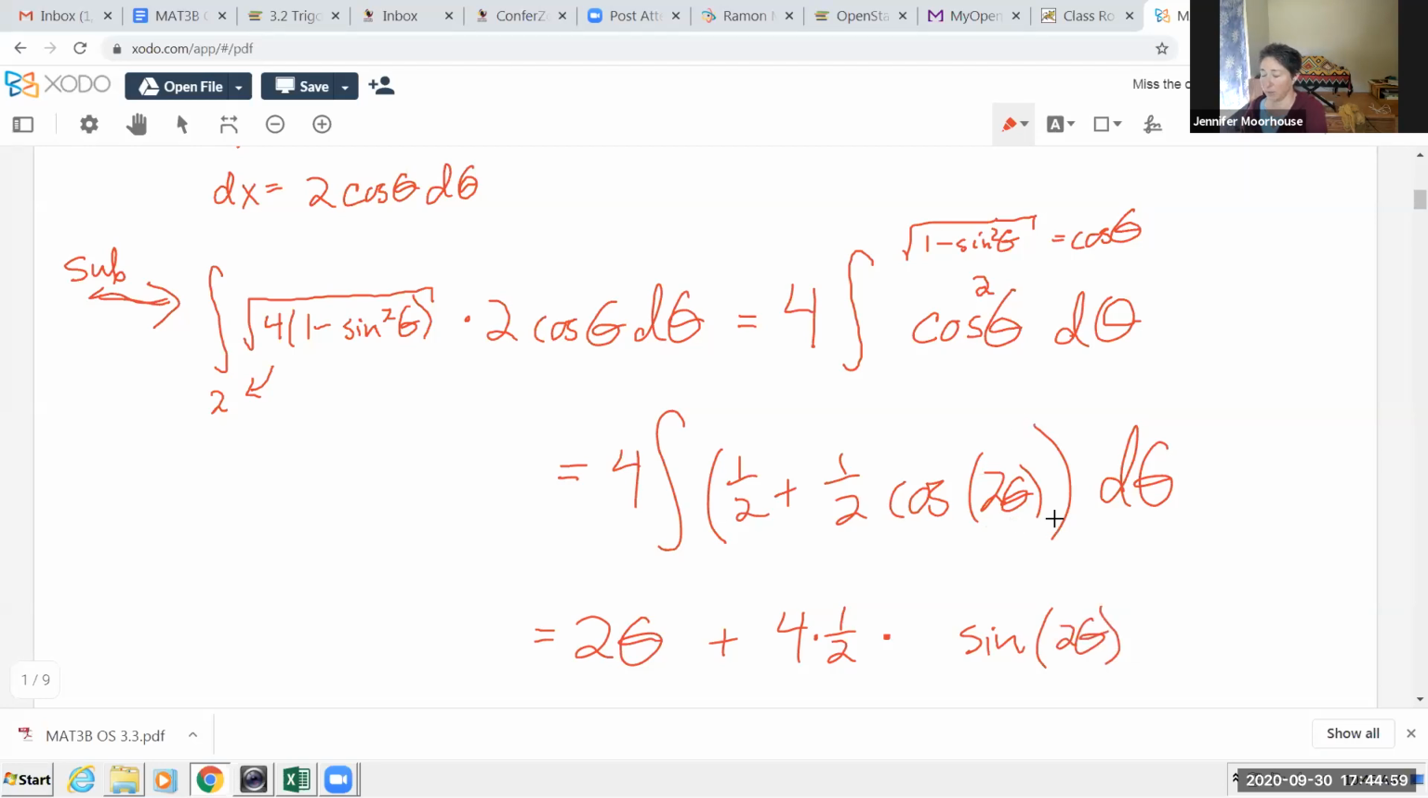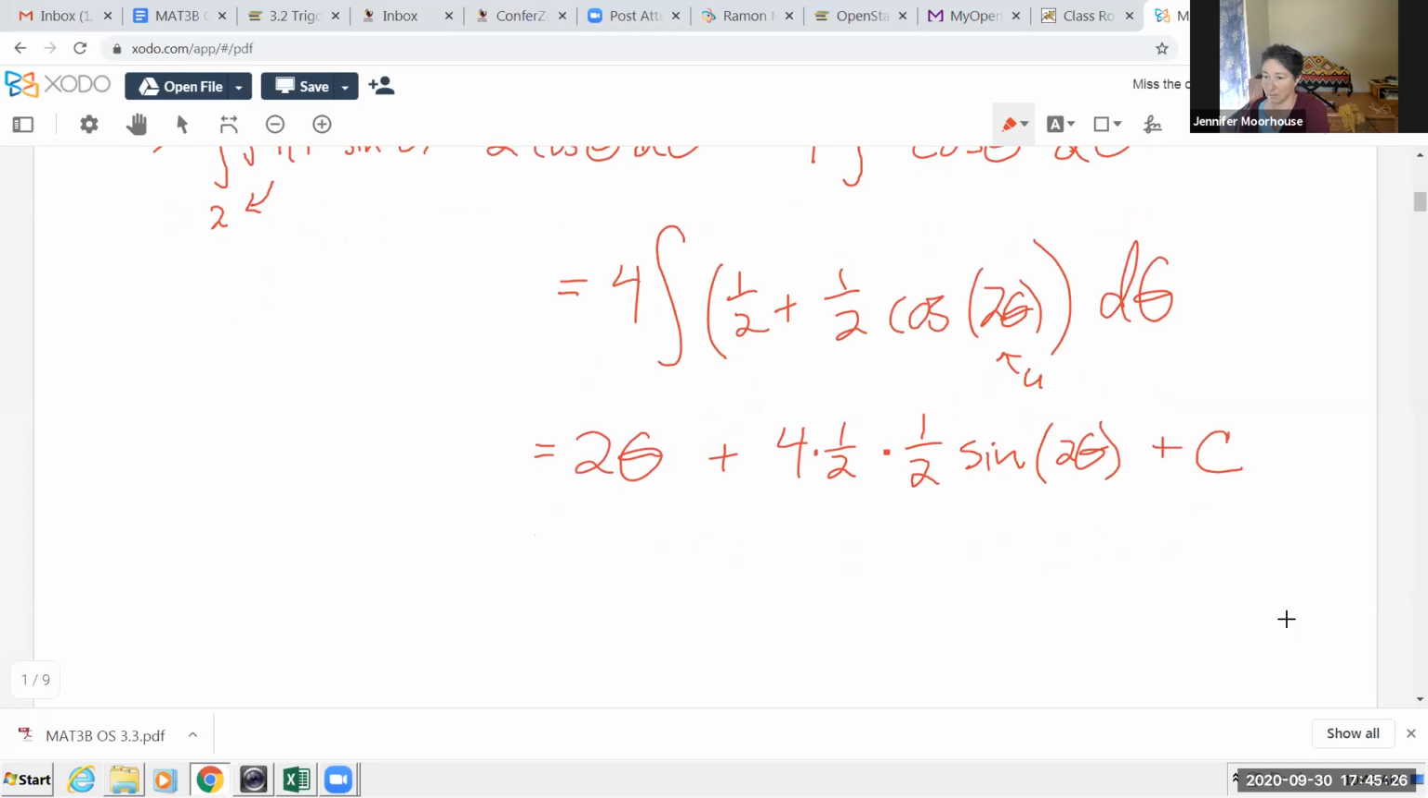I'm not going to go through and write it all out, but if I did a u sub here and said u is equal to 2 theta, then my du is 2 d theta. So there's a 1/2 that I need to compensate for that 2. So that is our final integral, and then we can clean that up just a little bit. So we get 2 theta plus sine of 2 theta plus c.